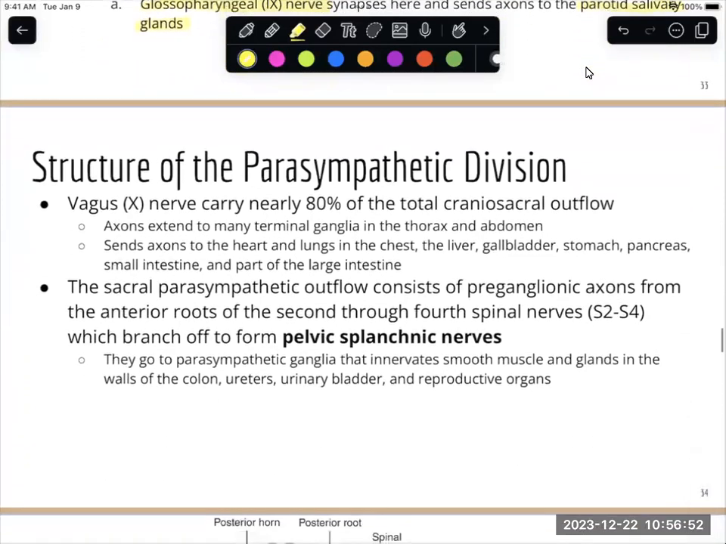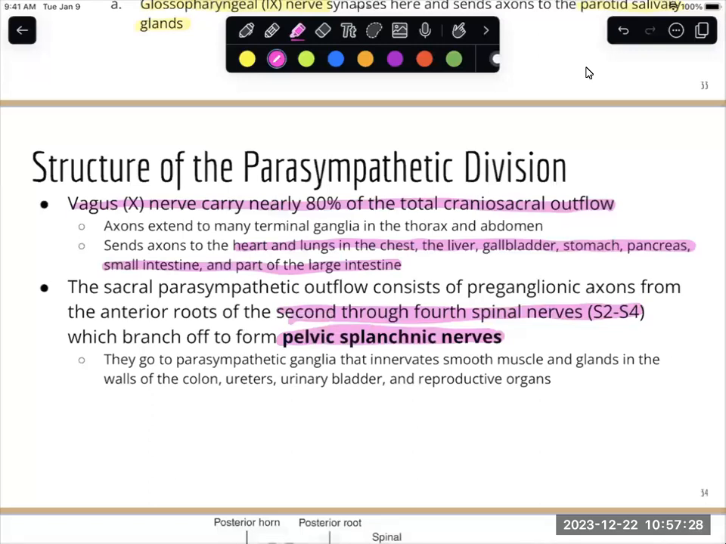So that vagus nerve, it does a lot. Almost 80% of the craniosacral outflow comes from the vagus nerve, because it's going to send information to the heart, lungs, liver, gallbladder, stomach, pancreas, small intestine, and part of that large intestine.